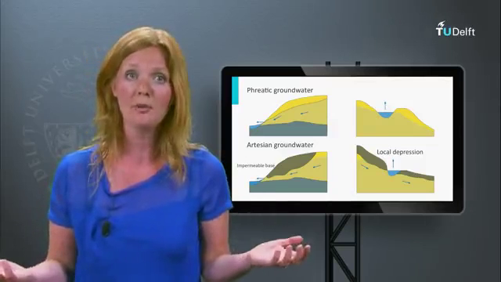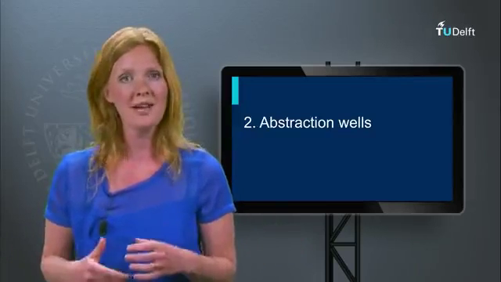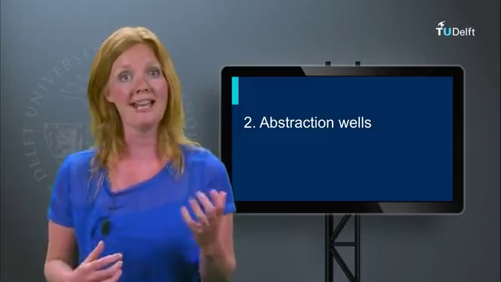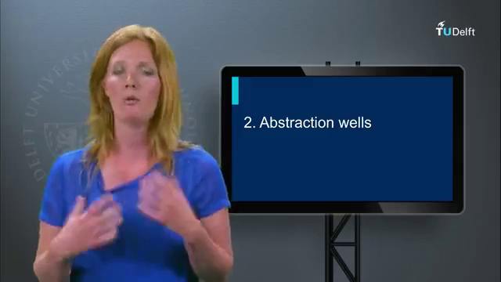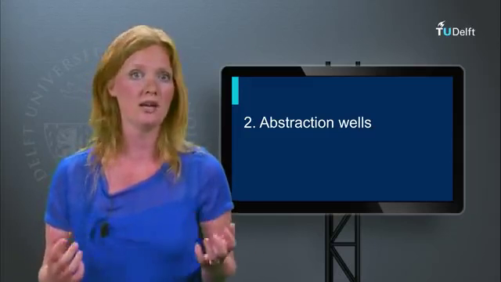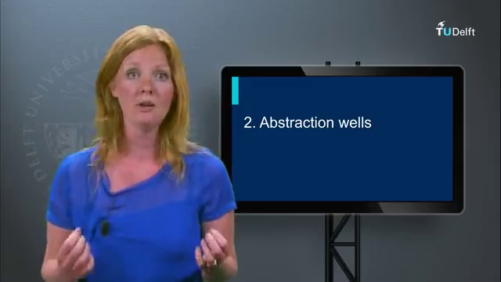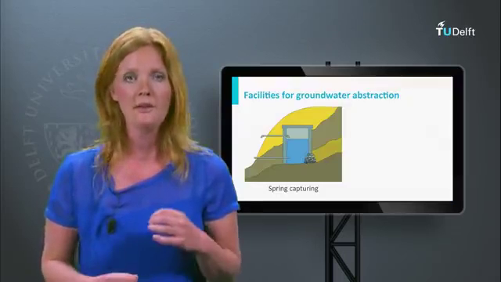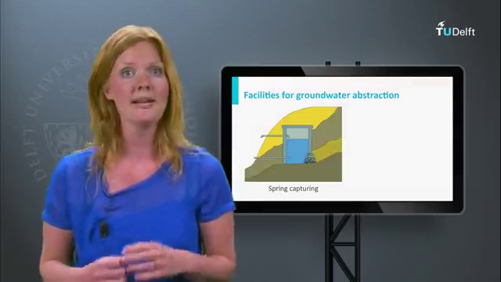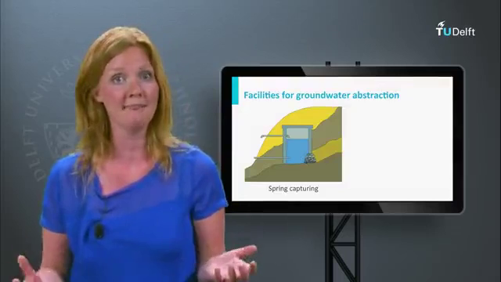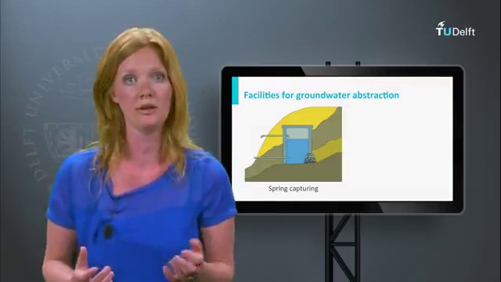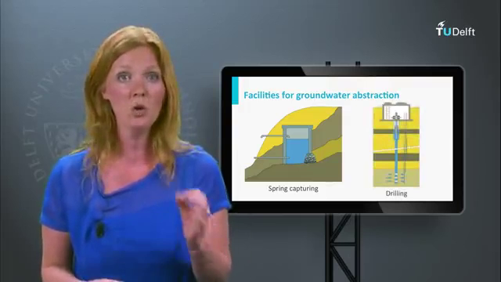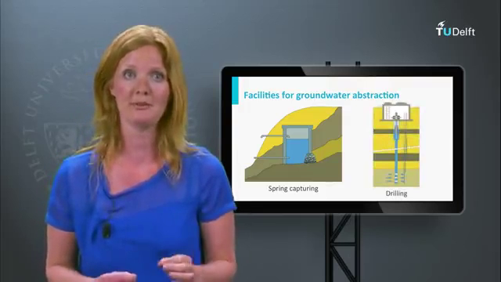But how do we get it above ground? Well, sometimes groundwater can surface spontaneously as a spring. And sometimes it has to be abstracted from great depths. For example, in the Netherlands, wells go down 200 meters. While in arid regions, wells are found deeper than 1500 meters. Facilities for groundwater abstraction can be relatively simple for freely discharging groundwater, called spring capturing, but also almost as complicated as oil drilling at extreme depths.